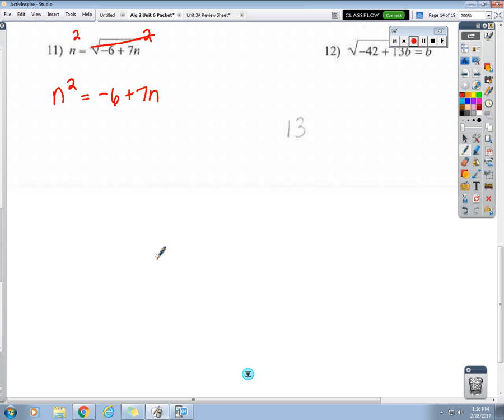Now we see that we have 3 different terms, and none of them can be combined, because this is an n squared, this is a constant, it doesn't have an n at all, and this is an n to the first power.